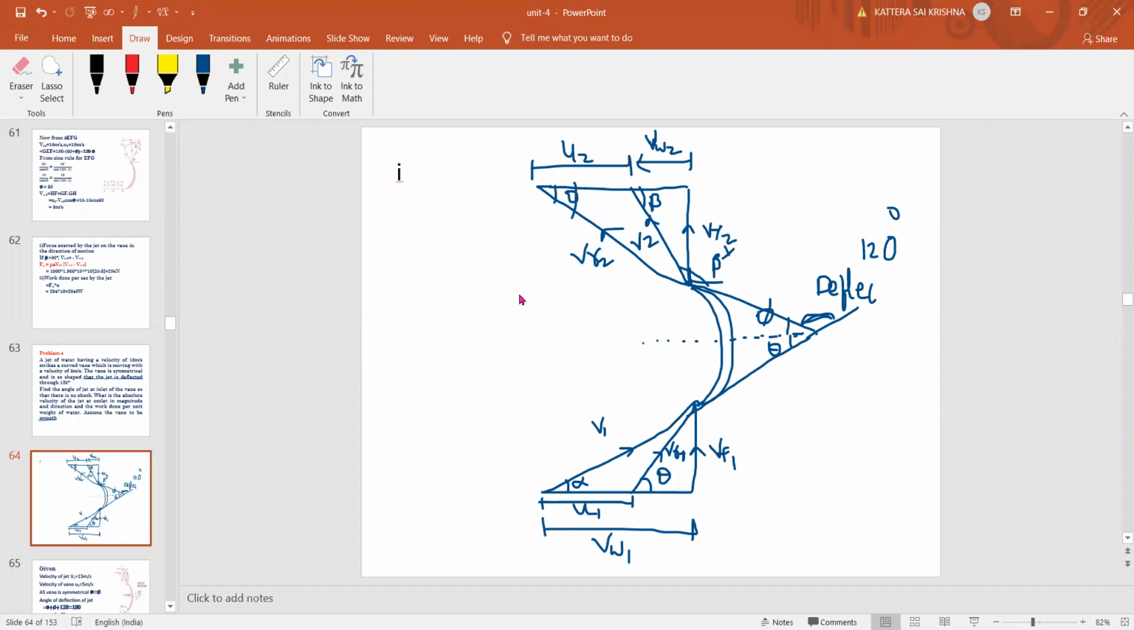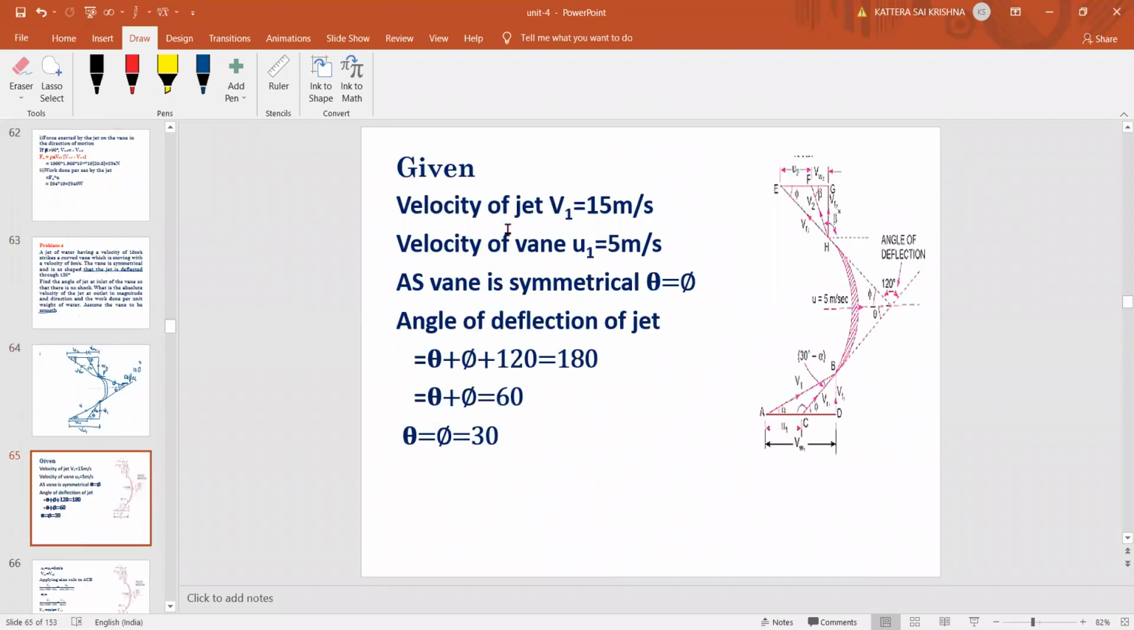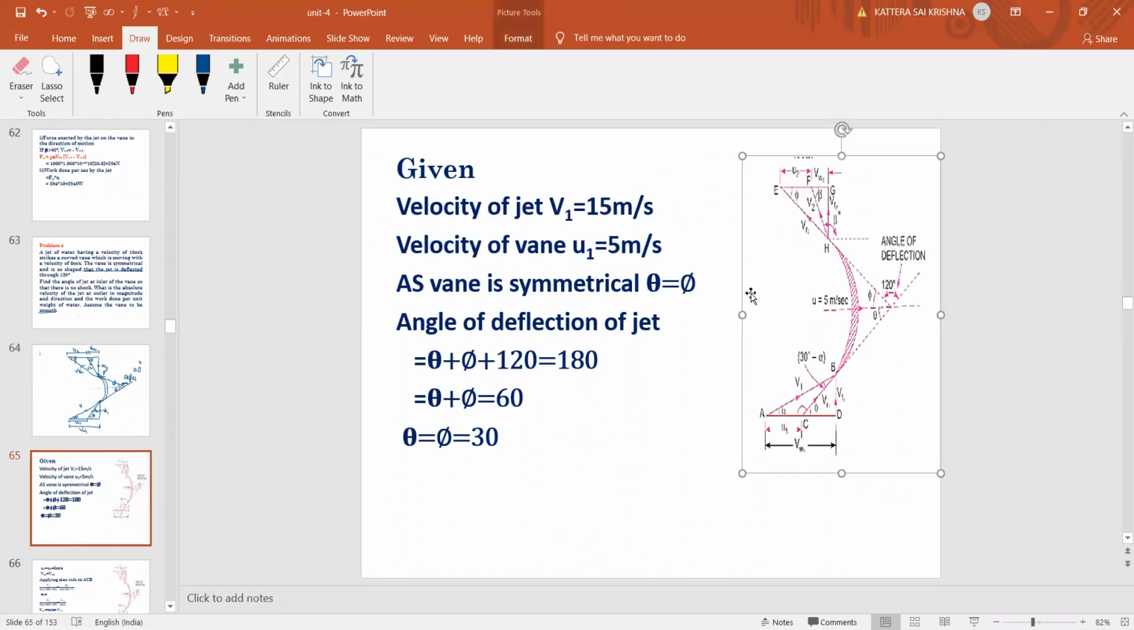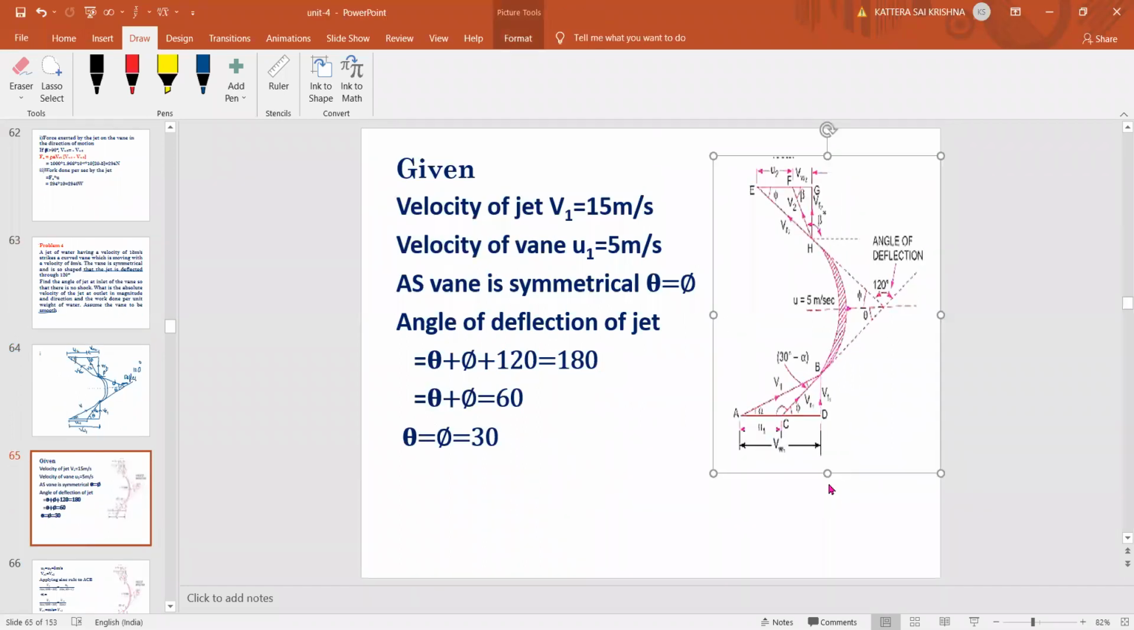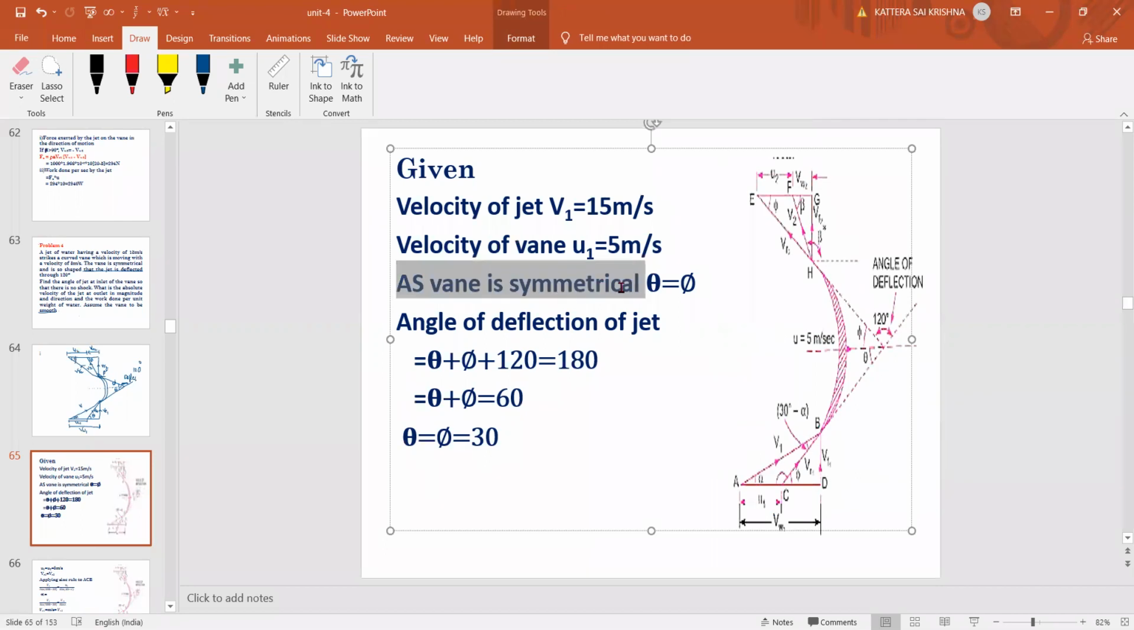Now we'll go to the next slide. First, we'll write out the given data. V1 is given as 15 meters per second. Next, U1, the velocity of the blade, is given as 5 meters per second. Next, as the vane is symmetrical, definitely you need to see the question and then you can take this. As the vane is symmetrical, theta equals phi.